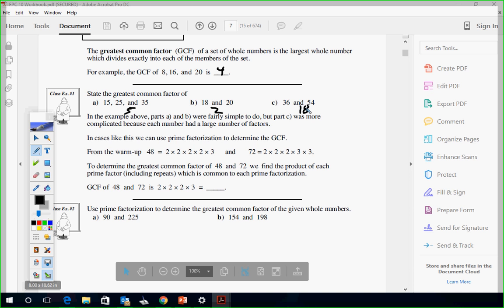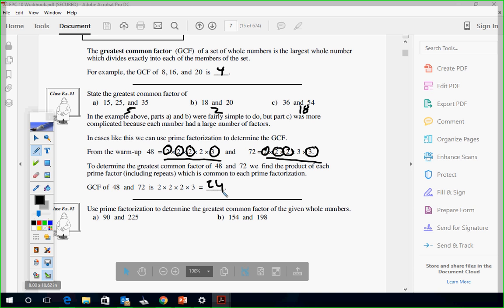In cases like this, we can use prime factorization to determine the biggest common factor. For example, the GCF of 48 and 72: they've taken what they have in common. Here's what we got for 48, and here's what we got for 72. They have a 2 in common, another 2 in common, another 2 in common, and they have one 3 in common. That's why they've written 3 2's and a 3. That number will be their greatest common factor. 2 times 2 is 4, times 2 is 8, times 3 is 24. 24 is their greatest common factor.